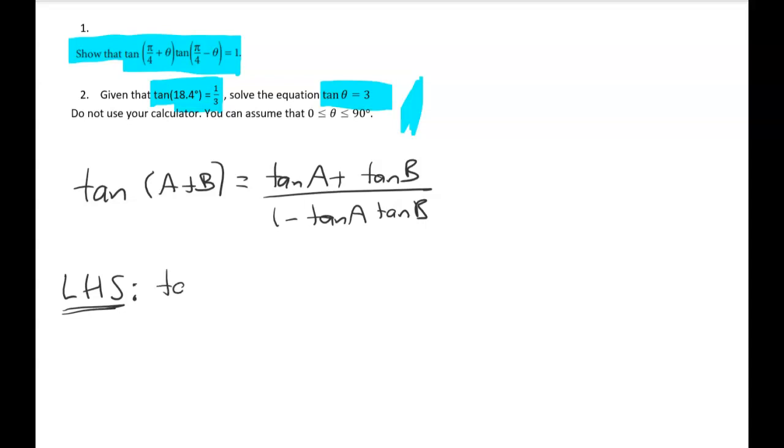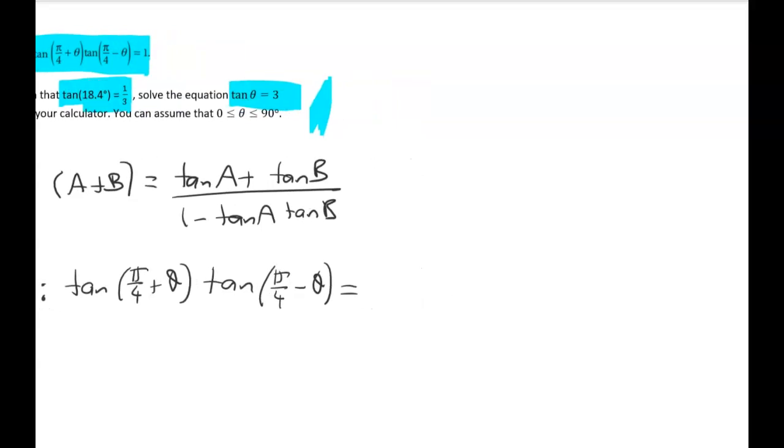On the left-hand side, we've got tan of pi on 4 plus some angle theta times tan of pi on 4 minus theta. And we're doing a proof, so we need to show all of the little steps. What we want to end up with is something that equals 1, which is my right-hand side. So in here, that first factor will give me tan of pi on 4 plus tan of theta over 1 minus tan pi on 4 tan of theta.